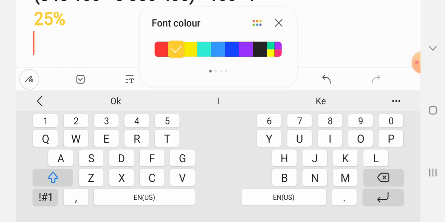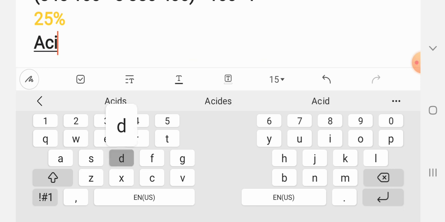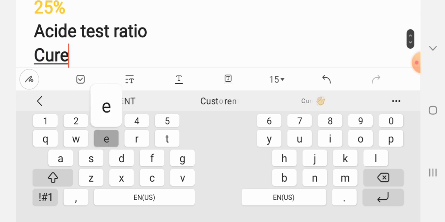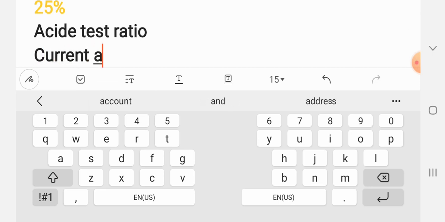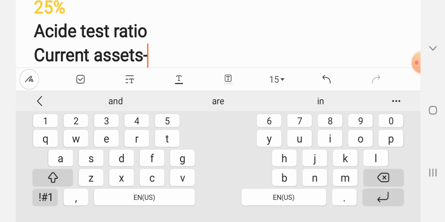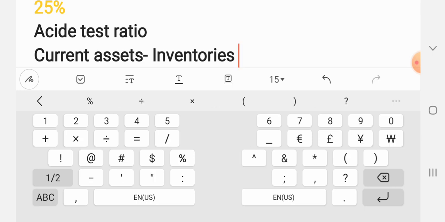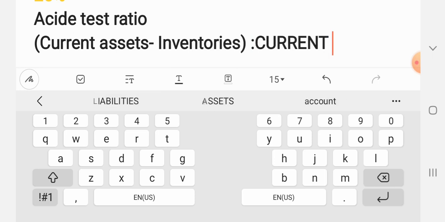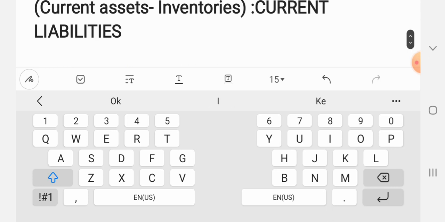All right, so we are doing the acid test ratio. Let's change the color. And that is calculated by saying current assets subtract inventories or stock is to current liabilities. So that is how you calculate that.